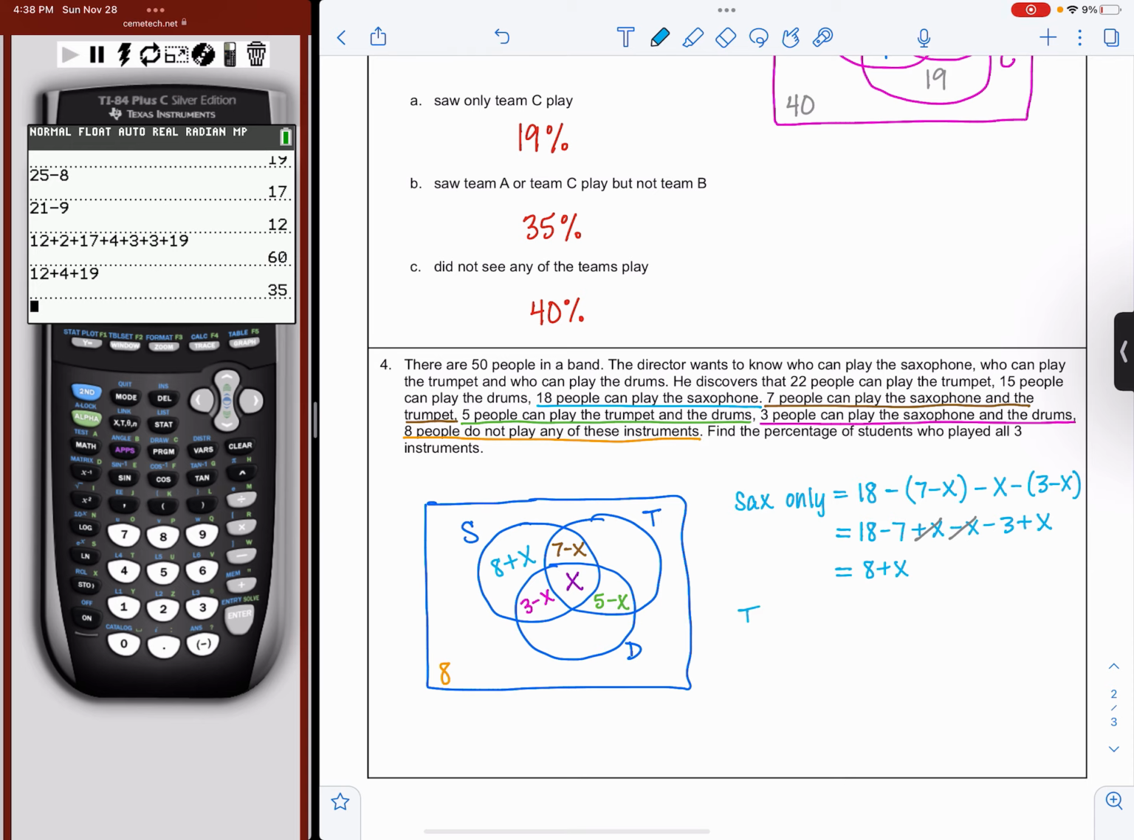Now, if we start talking about trumpet only, same concept. It says that 22 people play the trumpet. So that means I have 22, and I'm going to subtract everything in the trumpet section. So I'm going to subtract the 7. So 22 minus 7. I'm going to subtract the negative x, so I'm basically distributing in the same step. Subtracting a negative x is adding an x. Subtracting the x in the middle. Subtracting the 5. And then subtracting a negative x means adding an x as well.